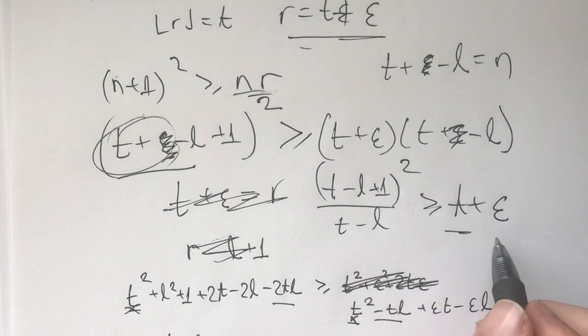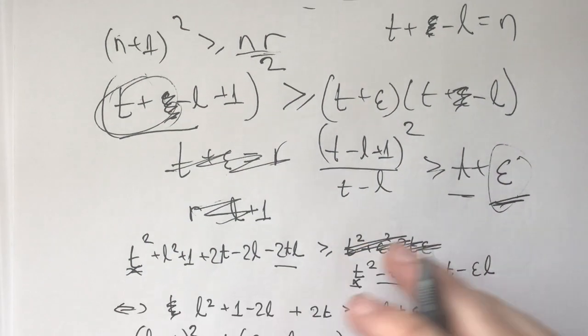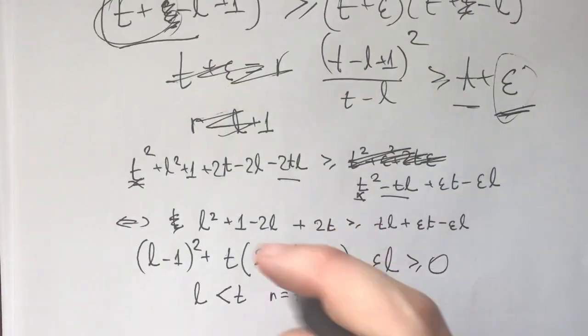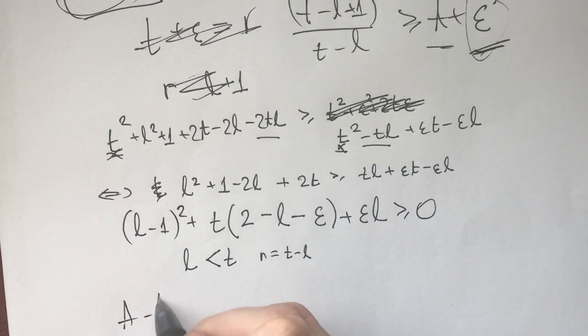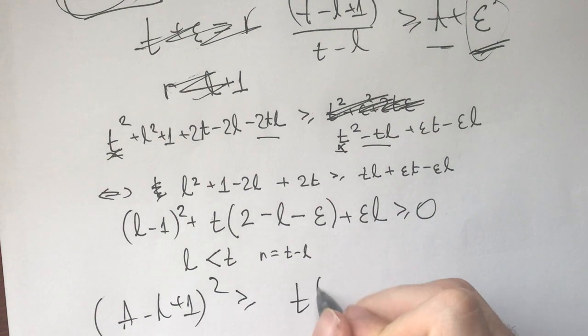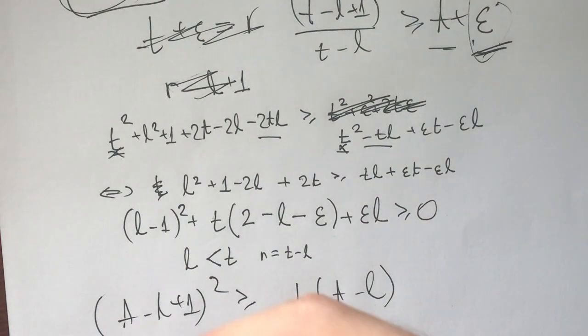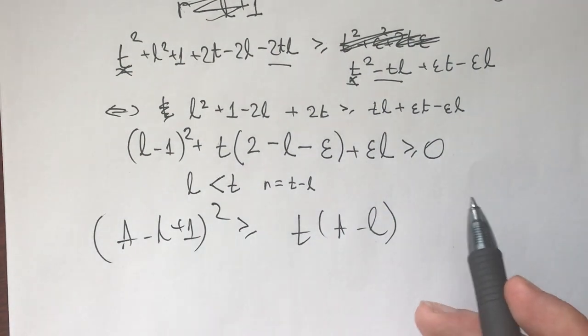So if this is going to be true for some epsilon, at least it has to be true for the smallest epsilon. So what we need is t minus L plus 1 squared is less than or equal to t times t minus L. For epsilon equals 0, it has to hold. If it's going to hold for any other epsilon, it's bigger. So this needs to be true.